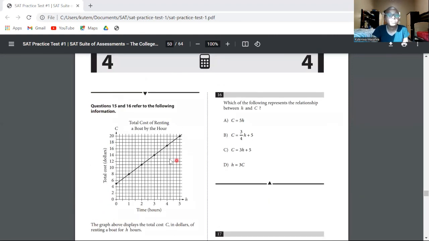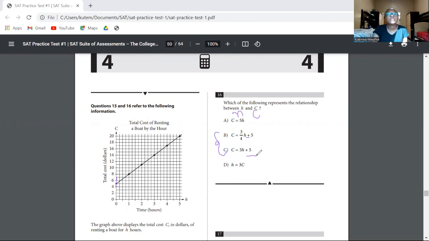Then 16. Okay, so this question is very important because it brings out the method I talked about, approximating your gradient. So it asks, which of the following represents the relationship between H and C? Okay, so if you look at it, two things that you can get just by looking at the graph. You can get your M and your C. Your C is your intercept. Of course, it's 5. So it means you're only dealing with options B and C. They're the only ones that put the right y-intercept where it's supposed to be.